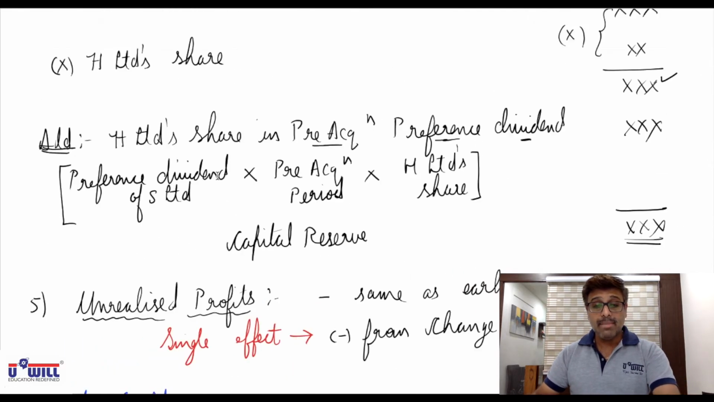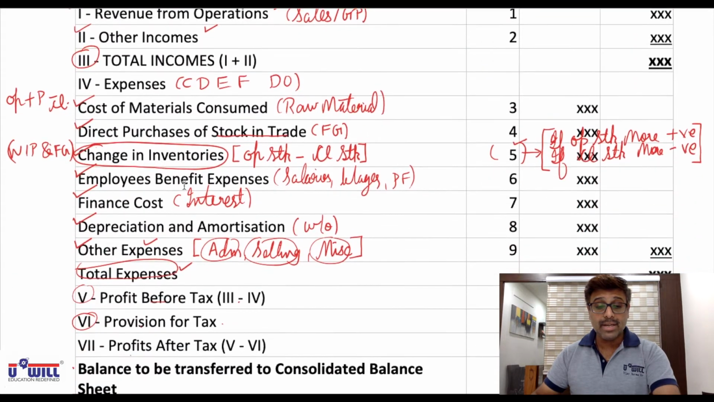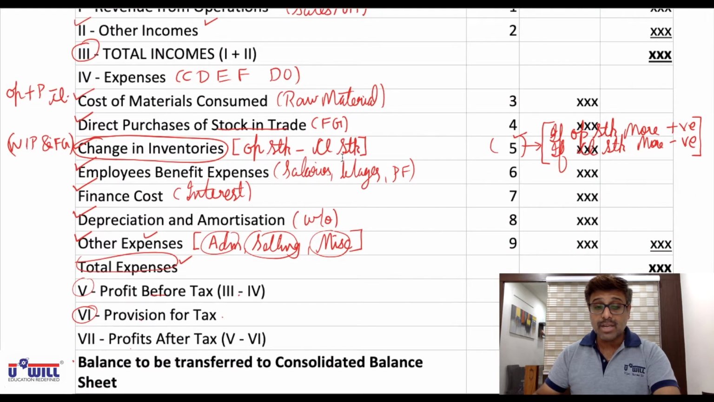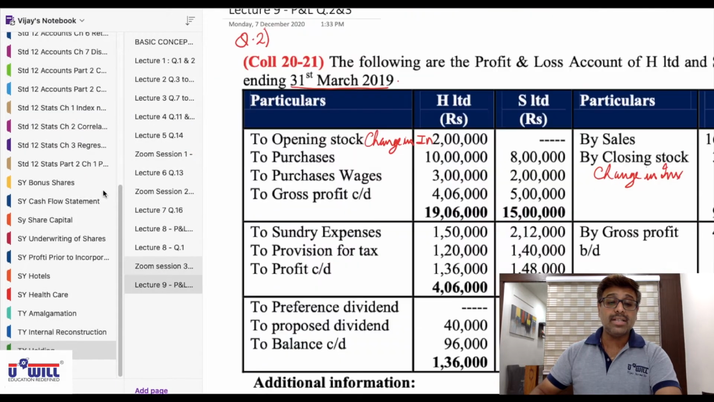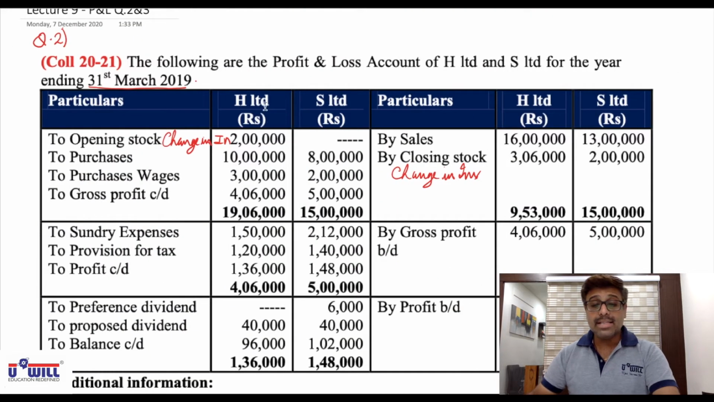I made you write this in the P&L statement over here. Change in inventories, opening and closing stocks difference. If opening stock is more, then you take it as a positive figure. If closing stock is more, you take it as a negative figure. So here in this question, if you see, H Limited's opening stock is 2 lakhs. Closing stock is 3,06,000. Closing stock is more. So we will take it as a negative figure in the final P&L statement.